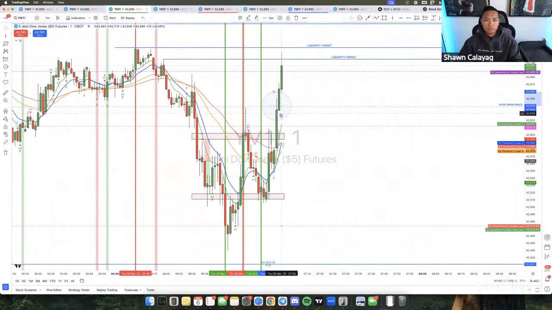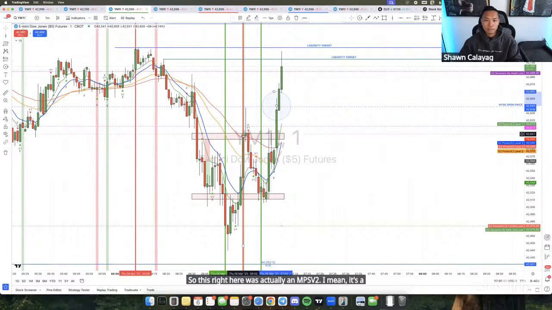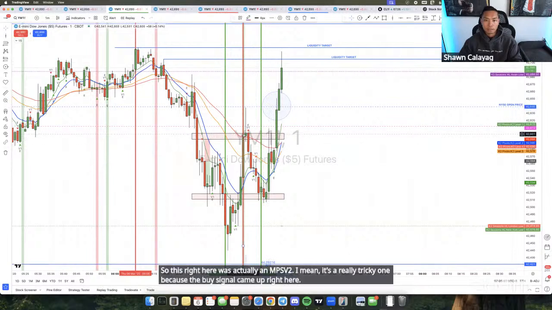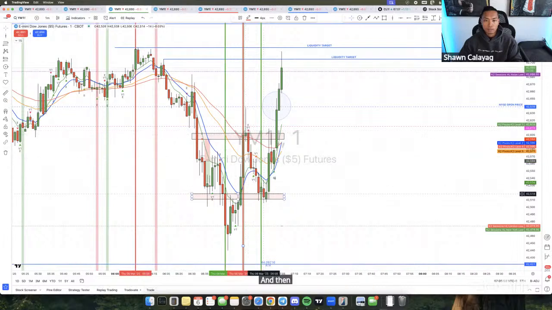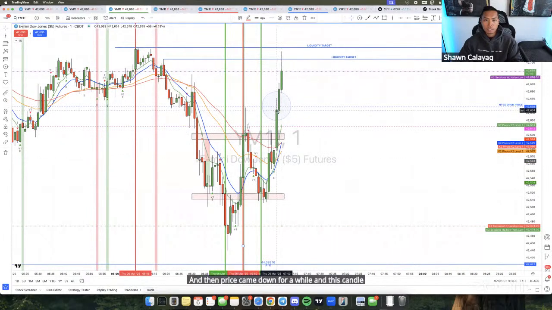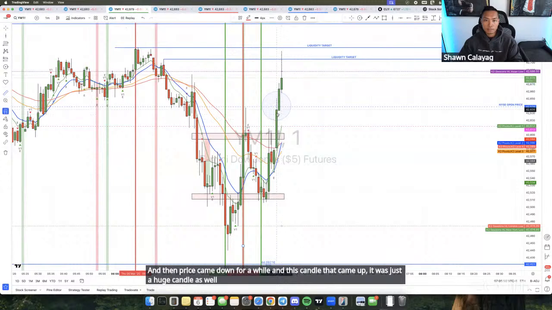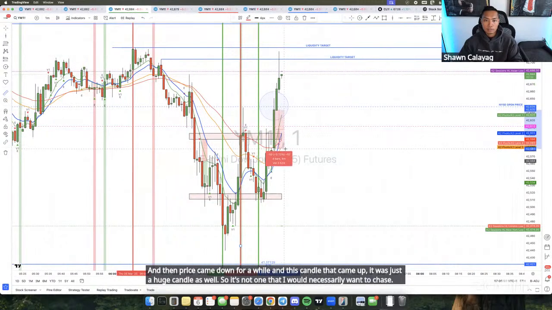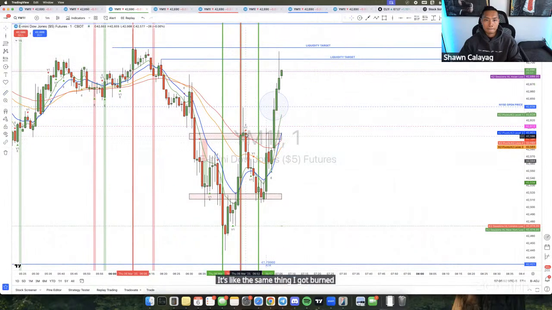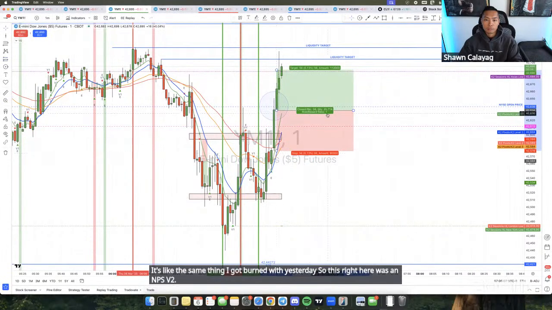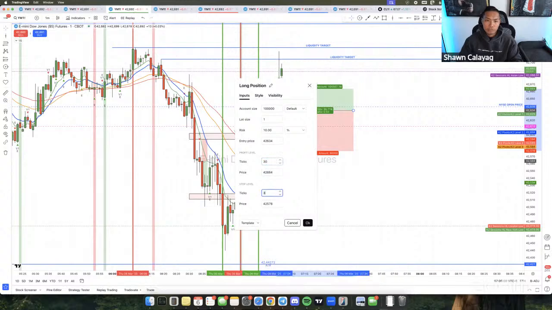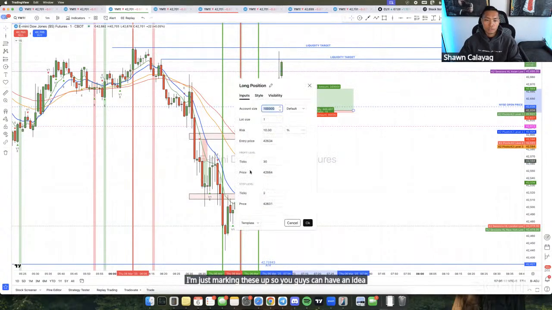So this right here was actually an MPSV2. It's a really tricky one because the buy signal came up right here, and then price came down for a while. And this candle that came up was just a huge candle as well. So it's not one that I would necessarily want to chase. It's the same thing I got burnt with yesterday. So this right here was an MPSV2. I'm just marking these up so you guys can have an idea of what to look for.